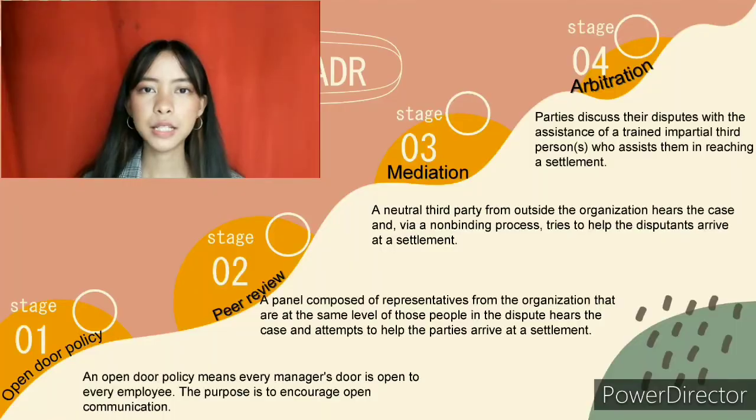As a last resort, the individual might invoke the legal system to resolve this type of conflict, but in order to avoid this, more and more companies are turning to alternative dispute resolution or ADR. There are 4 steps in ADR. Stage 1 is open door policy. Open door policy means every manager's door is open to every employee. The purpose is to encourage open communication, feedback, and discussion of any matter of importance to an employee.